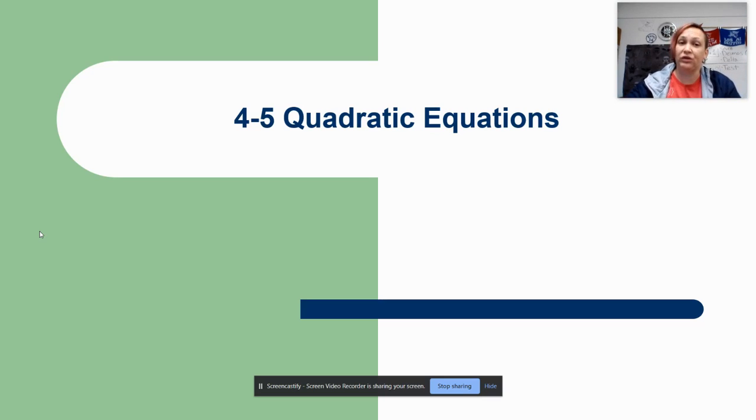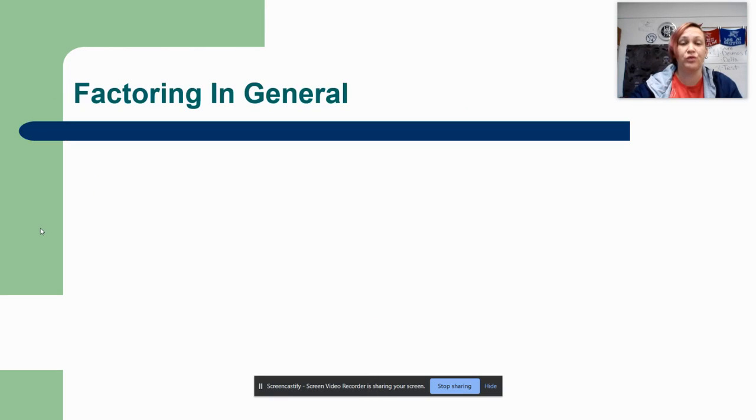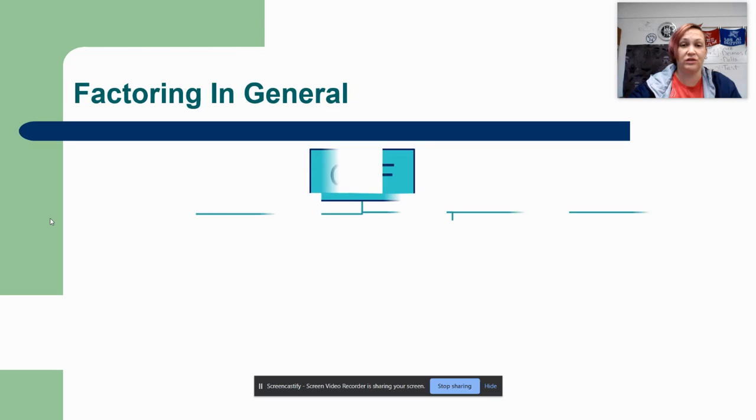We're going to learn several different ways to solve quadratic equations. And today we're going to learn our first way, which is solving by factoring. So just a quick refresher from our most recent test. When you're factoring, there's a process that you should go through to make sure you're factoring completely. The first thing you should do is ask yourself, is there a GCF? And if there is, you should factor that out.